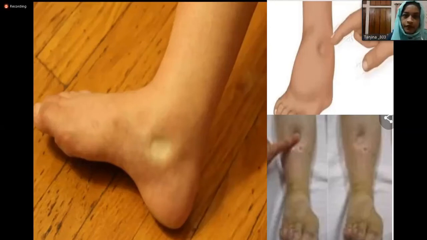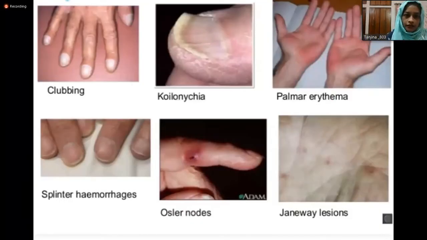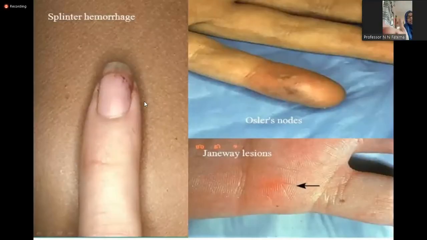Yes, madam. These are some peripheral cutaneous manifestations of cardiovascular disease. These are clubbed nails. This is koilonychia. This is palmar erythema. This is Janeway lesion. These are Osler nodes. This is splinter hemorrhage. This is the picture of splinter hemorrhage.